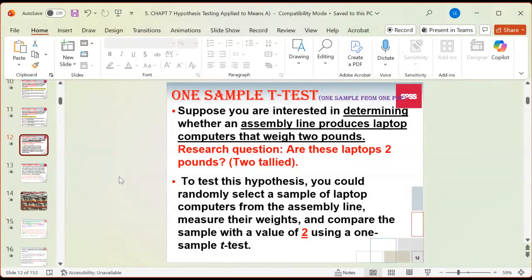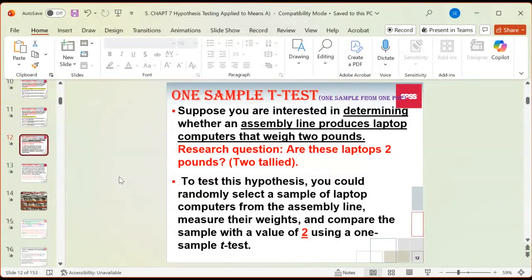So you take a sample of laptops, you weigh every one of them, and you find the average, whatever the difference is, whether it's 1.5 or 2.6. So there'll be a difference between the mean for your sample and what you're comparing it with. But that's not the end of the story. That's just the beginning of the story.